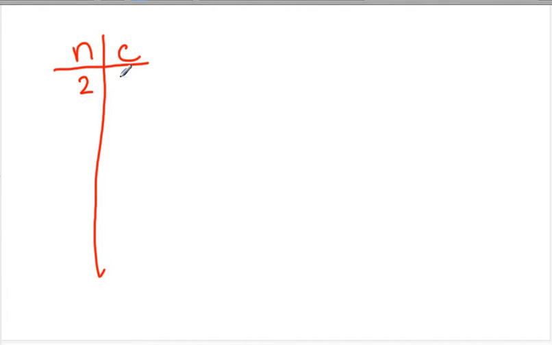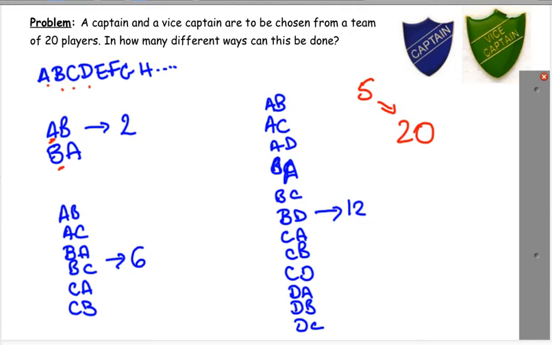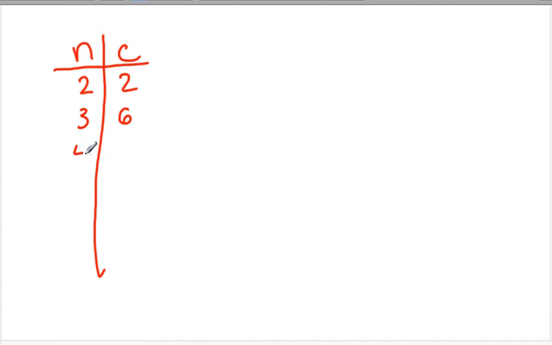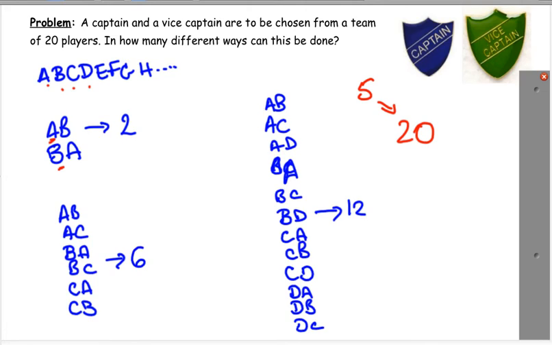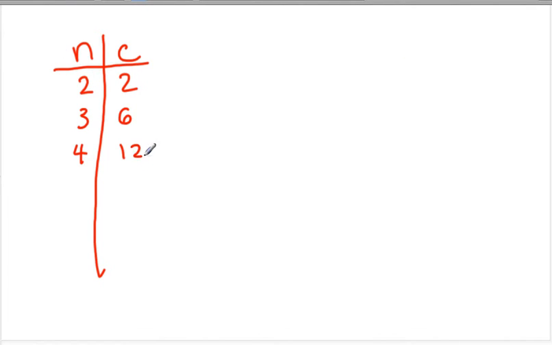So with 2 people, we had 2 choices. With 3 people, we had 6 choices. With 4 people, we had 12 choices. And with 5 people we had 20 choices. And we somehow want to find out what about if there were 20 in the team. So there's a few different things you might notice, but if you play around with the numbers for a little while, you might notice that this is the same as 1 times 2.